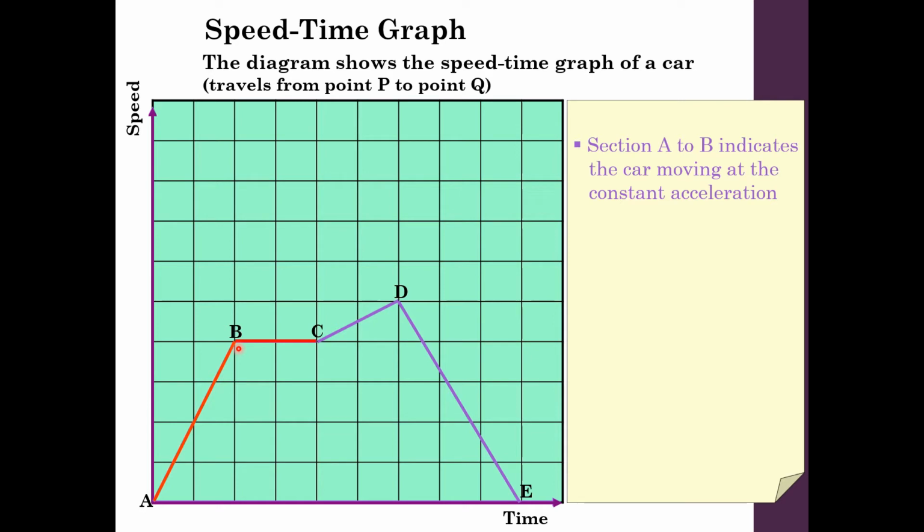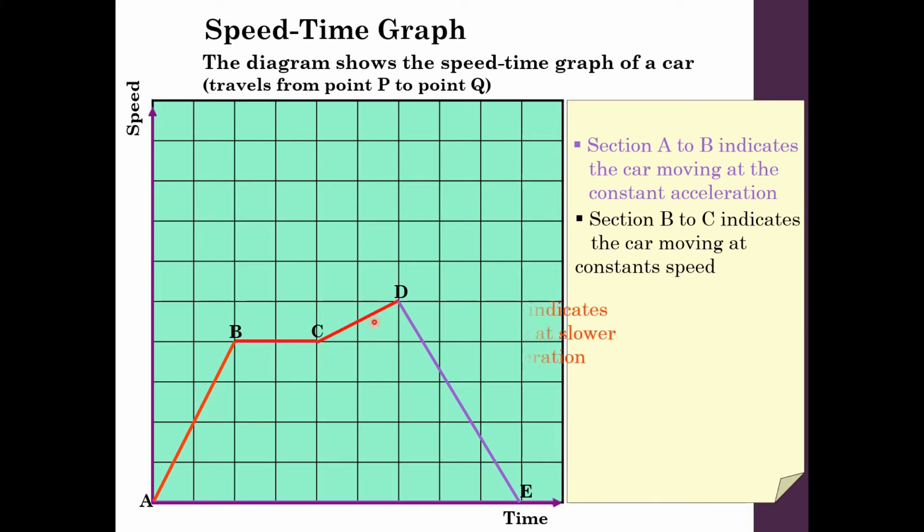And then as we can see from B to C, there is no change in speed. Speed dia kekal sama, remain constant. So that means from B to C, it indicates that the car is moving at constant speed. And then from C to D, again, the speed is increasing. So C to D indicates that the car is moving but at a slower constant acceleration.